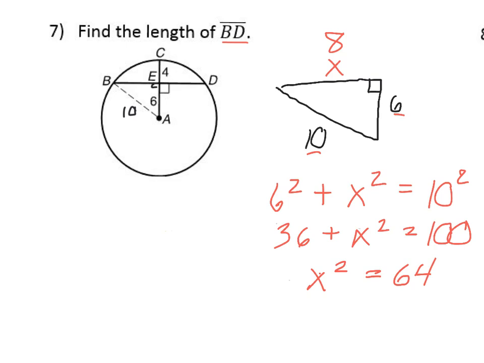Now, if you didn't notice earlier, this is actually my 3, 4, 5. So you might have just jumped to the conclusion that that third leg had to be 8. So if I go back to my picture, now I know that from B to E is 8. Well, what they're looking for is B to D. As I stated earlier, these two segments are congruent, so B to D is going to be 16.